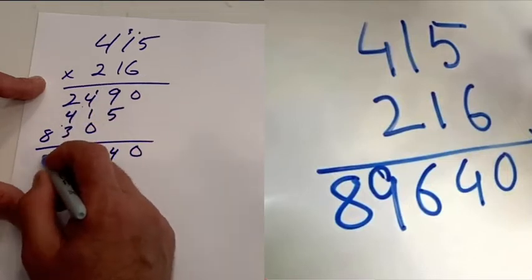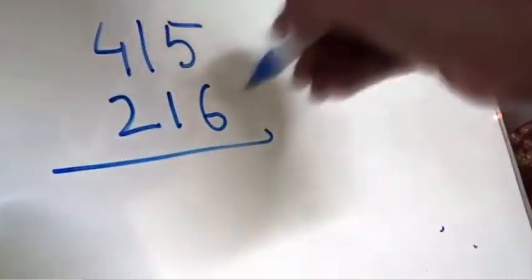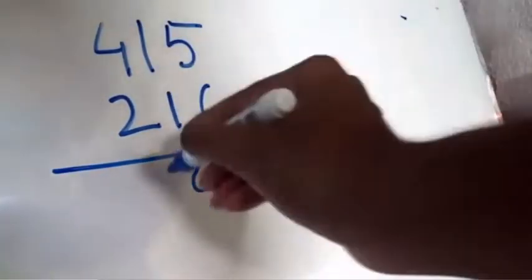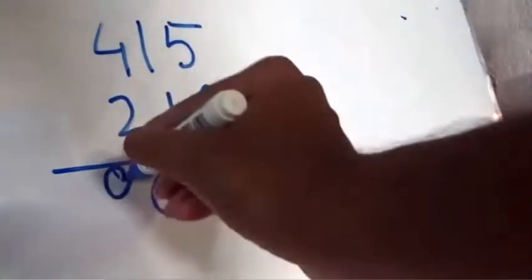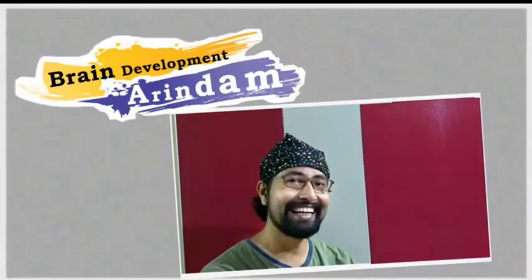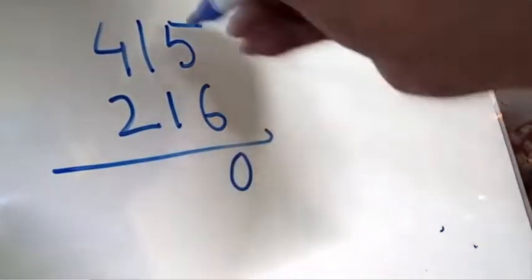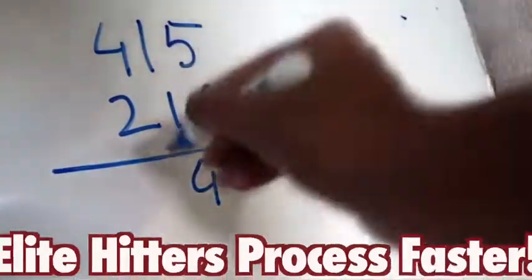The reason I show you this is because the guy on the right has a more efficient way to process information. You can look him up. He's got a YouTube page called Brain Development. It should be very obvious to you. The brain specialist processed the problem much faster than I did. And this is what elite hitters do.